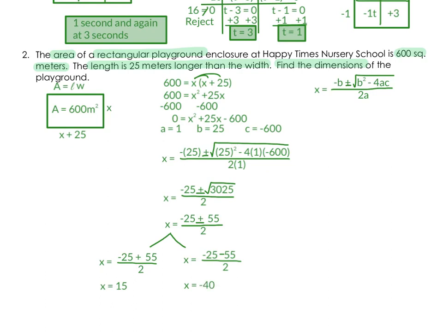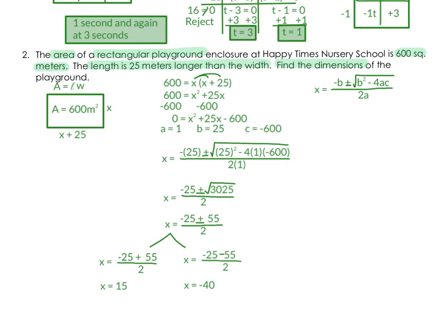Now, before we even think about rejecting any answers, you need to remember that these are in the context of a problem. So we just solved for something. What did we solve for? We solved for x, or the width of the playground. So now if I think about it, can a width be 15? Yes, it can be 15 meters long. Can a width be negative 40? No, because we can't have a negative width.